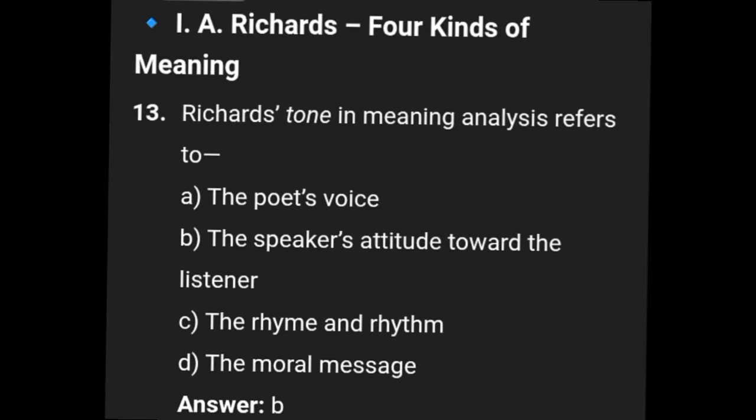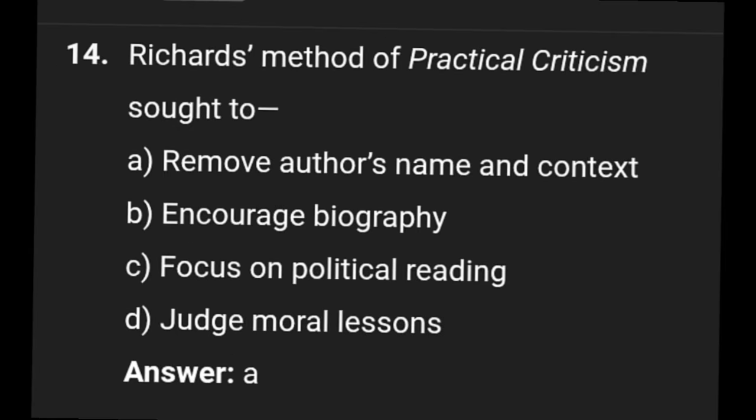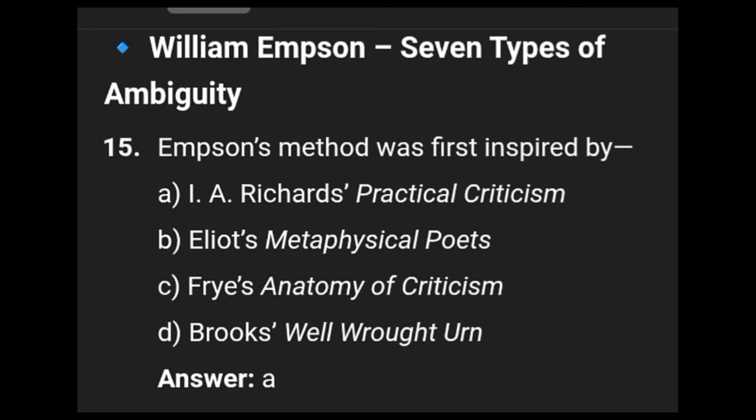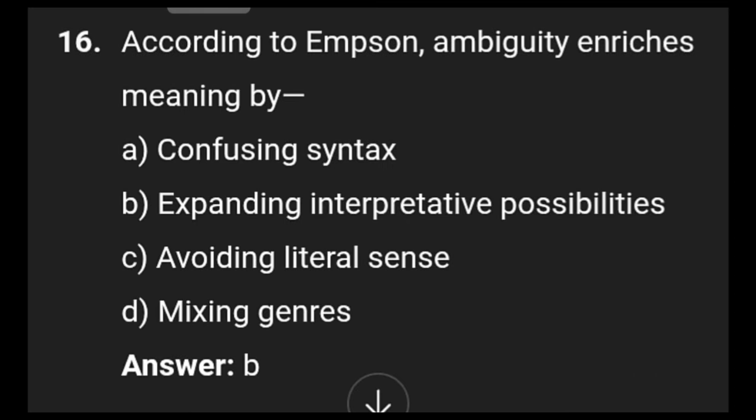Then question from I.A. Richards, Four Kinds of Meaning. Richards' tone and meaning analysis refers to the speaker's attitude toward the listener. Richards' method of practical criticism sought to remove author's name and context. Then questions from William Empson, Seven Types of Ambiguity. Empson's method was first inspired by I.A. Richards' practical criticism. According to Empson, ambiguity enriches meaning by expanding interpretative possibilities.